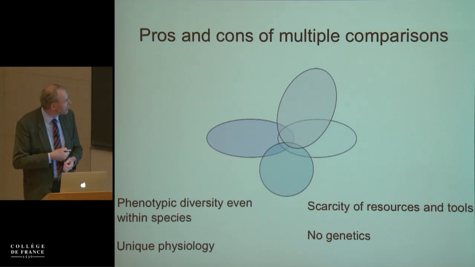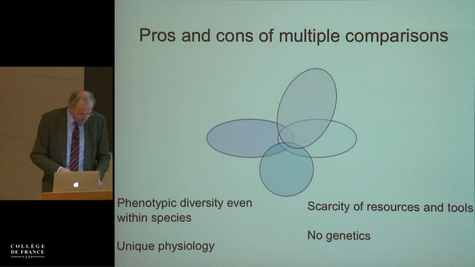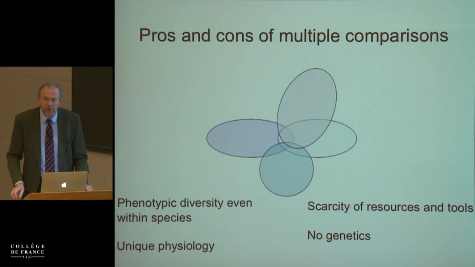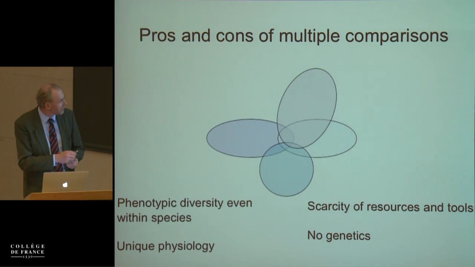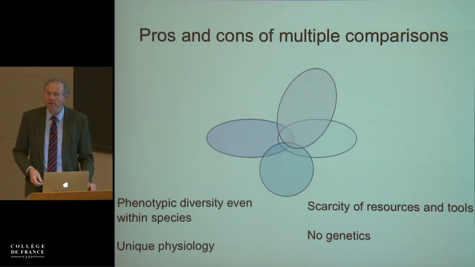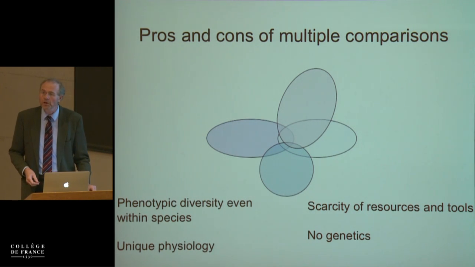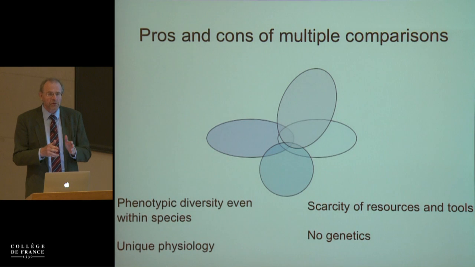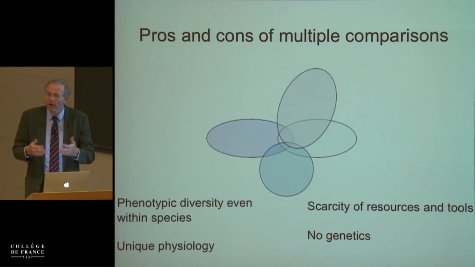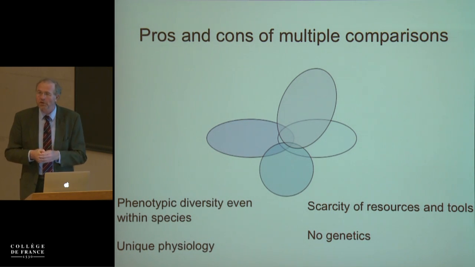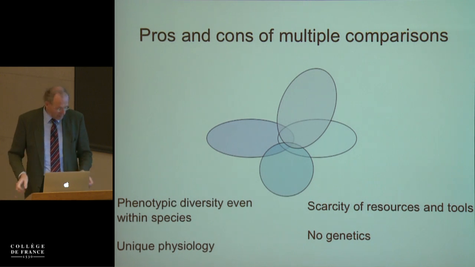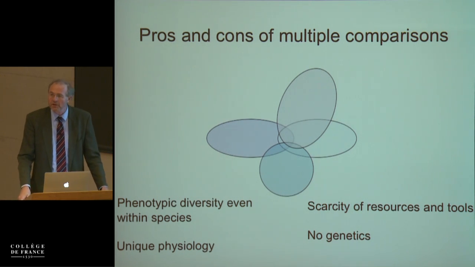However, one has to realize, and I think that is particularly important for the human situation, there is a great phenotypic diversity even within a species. And that is not normally appreciated when one compares different species. There are already a lot of experiments of nature, if you wish, amongst one species. And the human species, of course, is the best studied species in that regard.